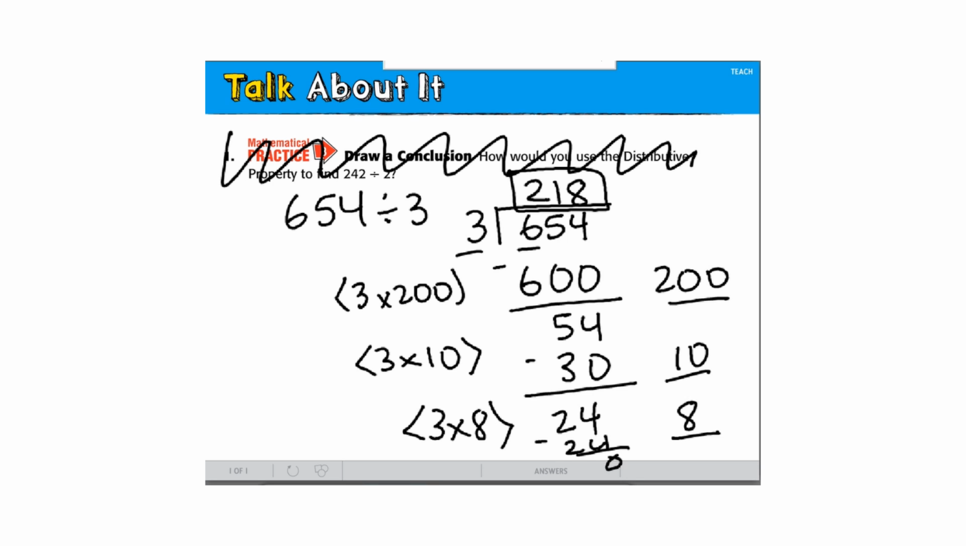It's understanding what we're doing. We're first dividing into the hundreds, which is why we pulled out 600 to divide into. Then we go just and divide into the tens. That's what the bring down is about. And then we divide into the ones, which is what the second bring down would be about.